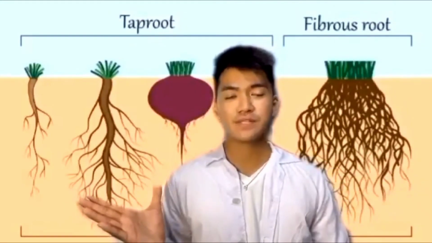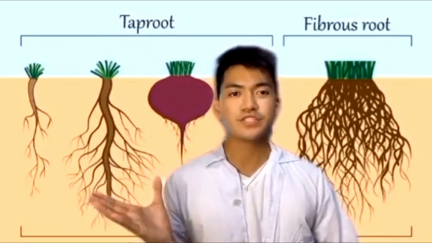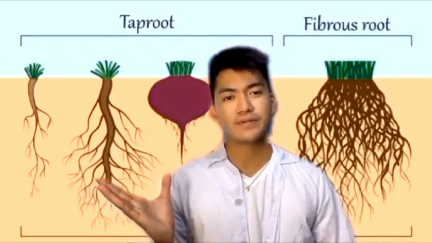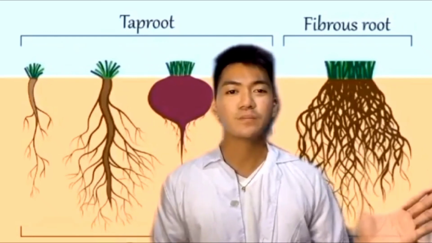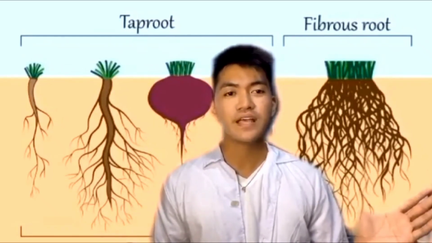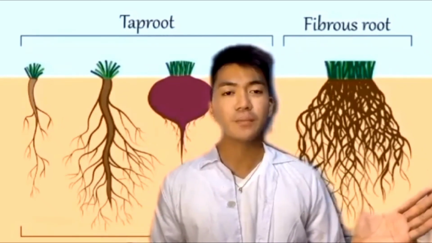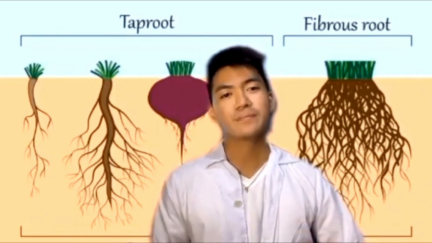There are two types of roots. The taproot, which is the primary main root that develops from the radicle and remains underground, and the fibrous roots, which are the complete opposite of the taproot system and are usually formed by thin, moderately branching roots growing from the stem.